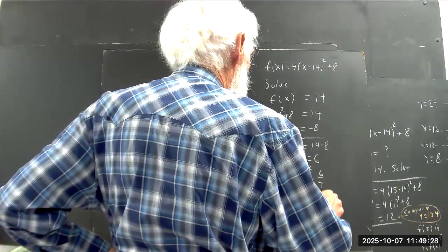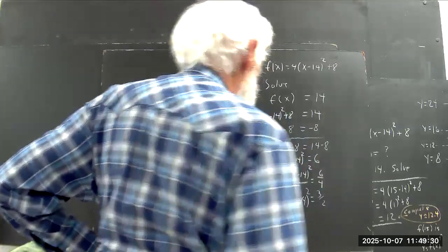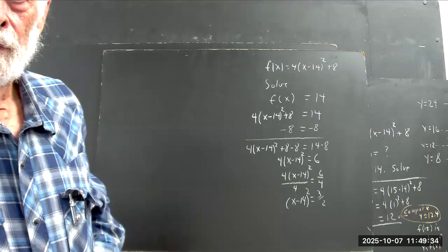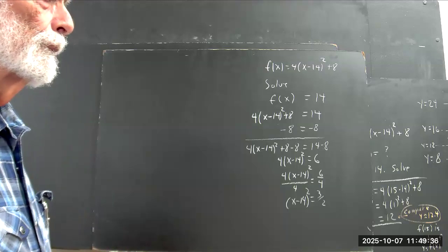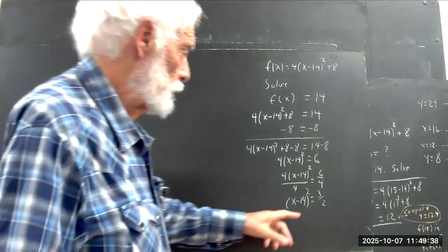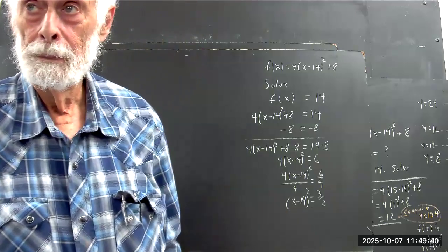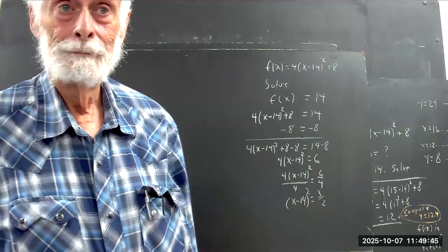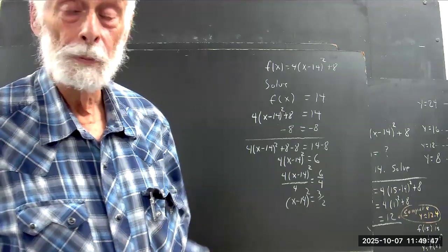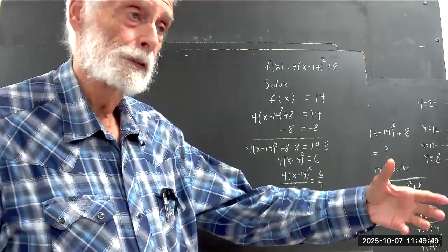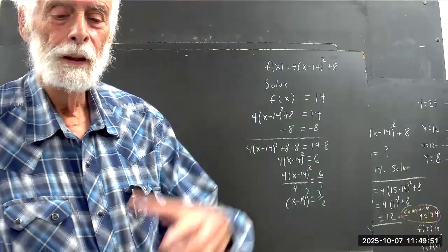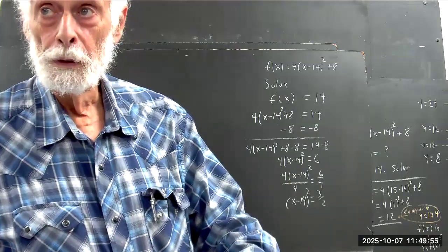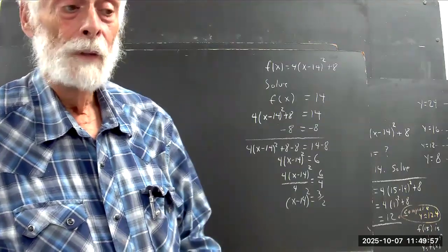squared equals 3/2. Now, this tells us what number x minus 14 has to be. It has to be the square root of 3/2. x minus 14 squared is 3/2, and x minus 14 is the square root of 3/2, or possibly the negative square root of 3/2.